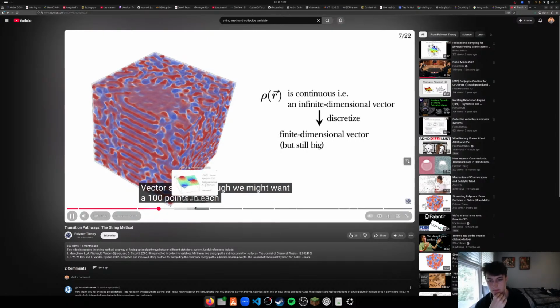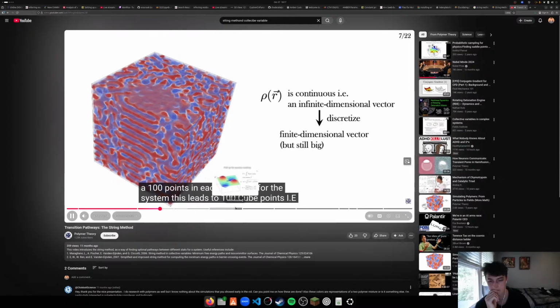We might want 100 points in each direction for the system. This leads to 100 cubed points, i.e. our state is a vector with a million dimensions. Changing the structure is the same as changing the vector in our configuration space, or changing the point in Hilbert space.